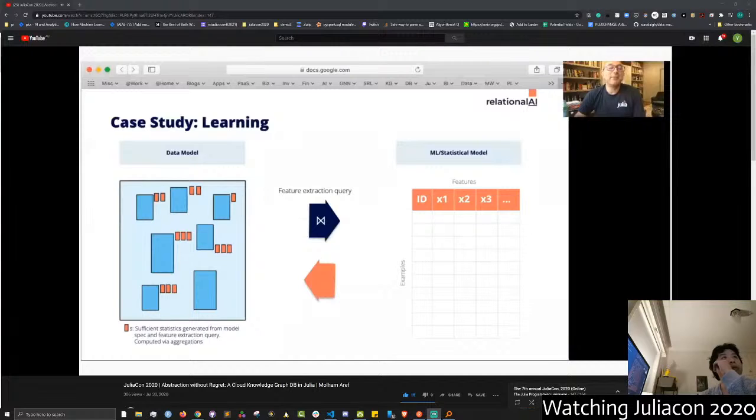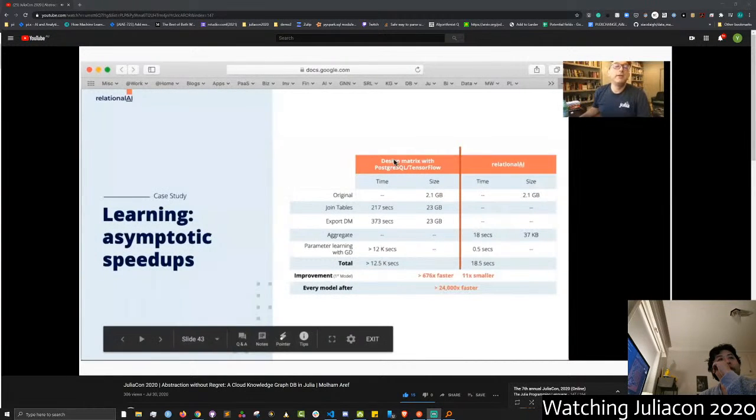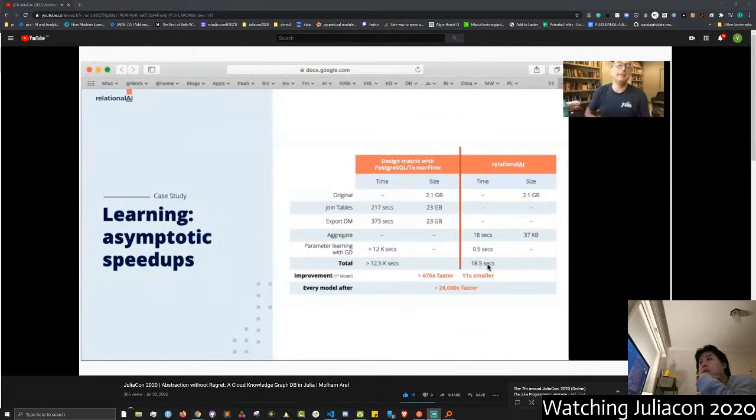Unfortunately, I don't have time to talk about that either, but it helps us do amazing things, including optimizing machine learning. Here's a quick example where we converted a learning problem that traditionally requires that you build a data frame and send it to TensorFlow, from taking something like 12,500 seconds to taking 18 seconds. And so the impact is enormous, emphasizing the brains part, which I'm not going to cover here today.